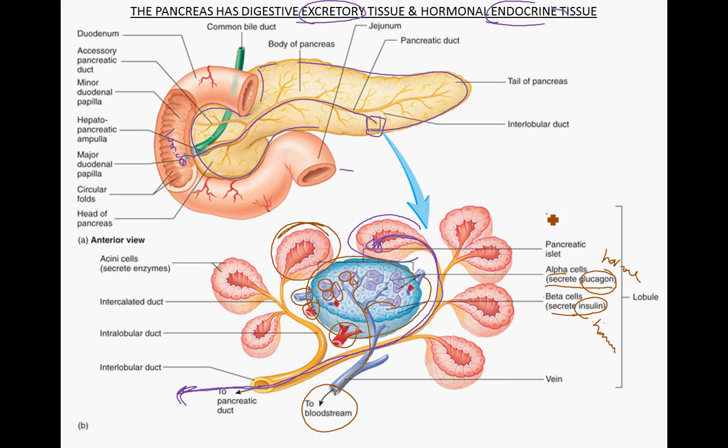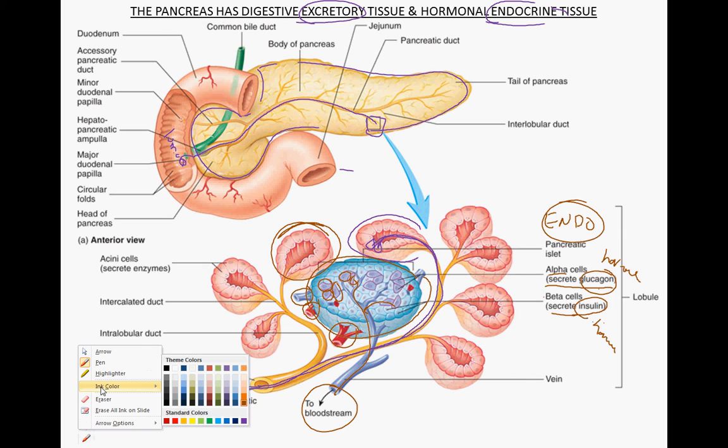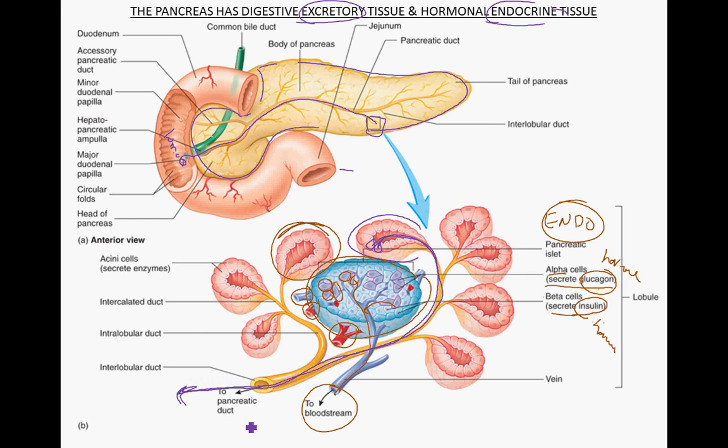So everything over here on this diagram is endocrine in nature, and then over here are the exocrine cells. What color was I using? Purple. The exocrine cells are these acini cells, right? And so everything over here is, sorry, I miswrote that, exocrine in nature. Okay? So the pancreas is a nice example of both endocrine and exocrine tissue.